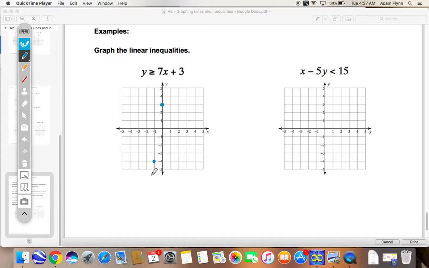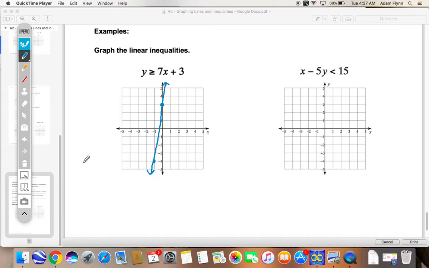Okay, so I'm going to make a rough sketch here. I have a greater than or equal to sign, so it's going to be a solid line. Perfect. But I'm not done yet.